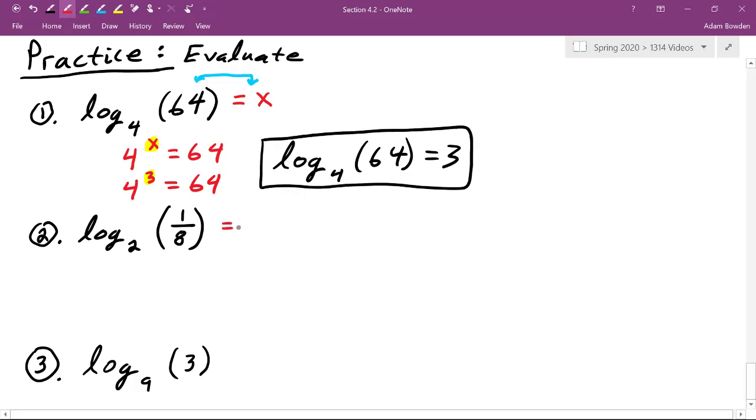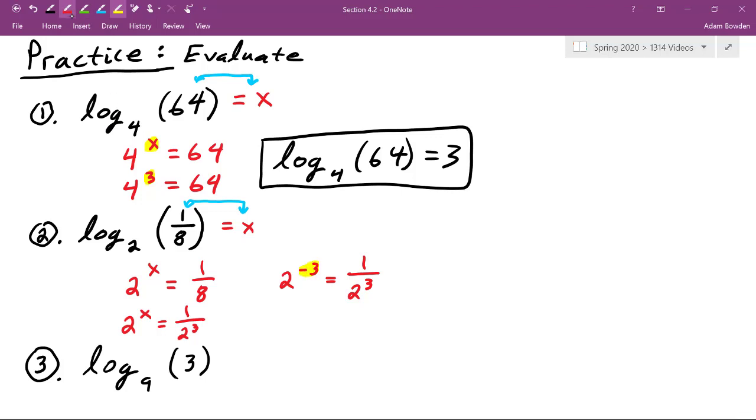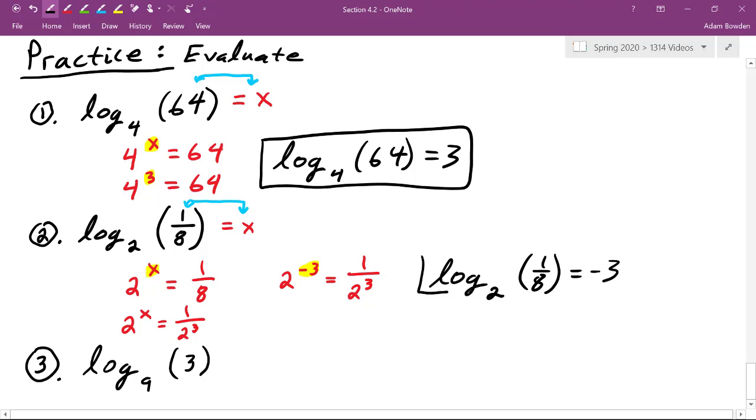For the other one here, if you set that equal to x, you swap out these two here. What you'll receive is 2 to the x power equals 1 over 8. And keep in mind that 2 to the third power is 8. So we have to be looking at 2 to the negative 3 to get 1 over 2 to the third power. So the negative third power is what we're going to use for x here. And we'll say that log base 2 of 1 over 8 is equal to negative 3.